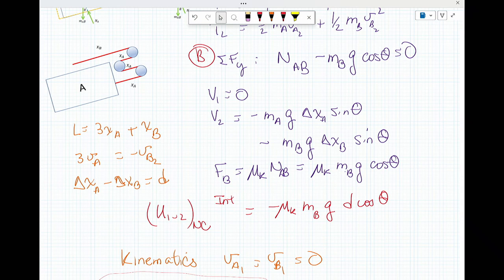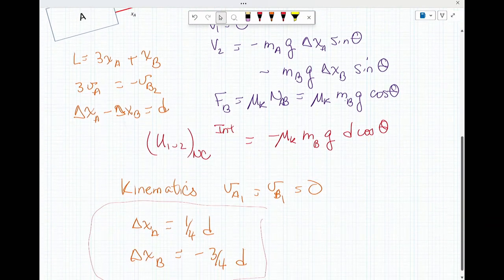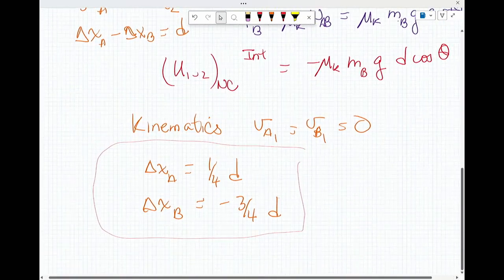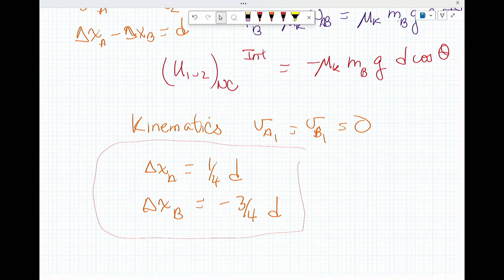So V2, the force of friction, which is the only other thing left, is mu k normal AB, mu k mB g cos theta. Put all the terms in there, substitute, and you get the work done, and it's just the distance. So the kinematics, VA equals VB, or VA1 equals 0, and delta XA equals 1/4 d, and delta XB is equal to minus 3/4 d. That's how you get your full d, distance traveled up and down the ramp.